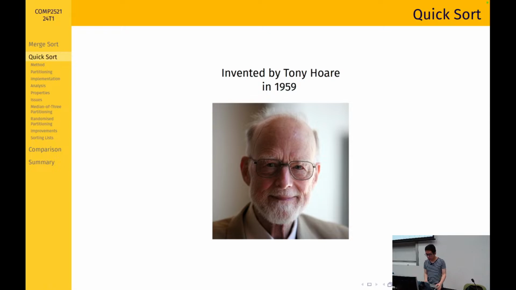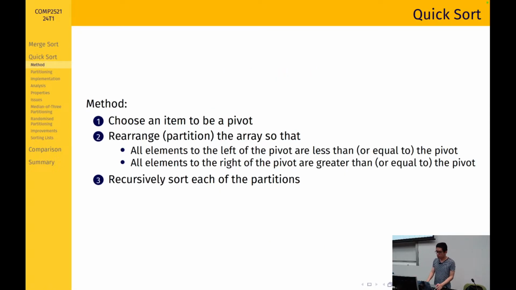And here is how it works. First of all, if we have an array, we're going to choose an item to be something called the pivot. There are different methods of selecting the pivot, which we'll talk about in a bit. Then we're going to rearrange the array, and this is called partitioning. We partition the array so that all the elements on the left of the pivot are less than or equal to the pivot, and all the elements on the right of the pivot are greater than or equal to the pivot. Then we recursively sort each of the partitions.